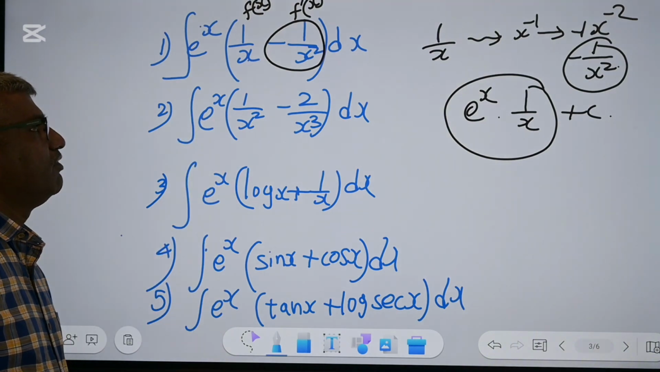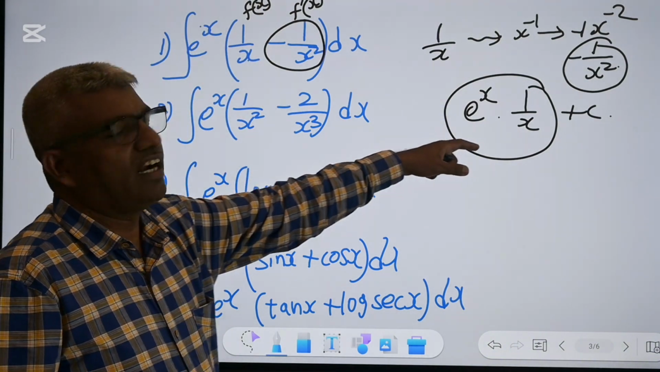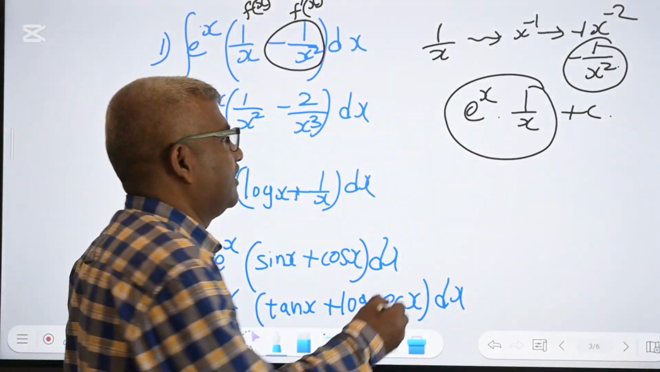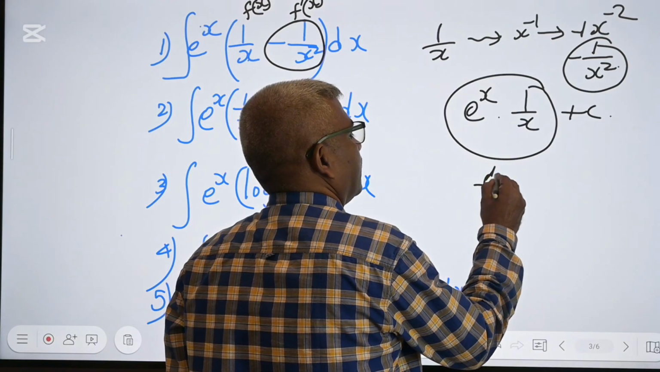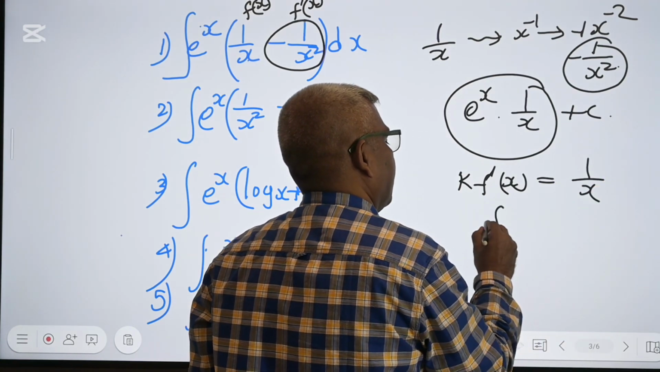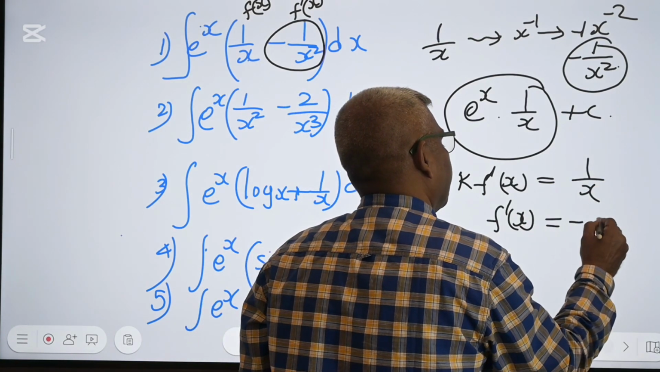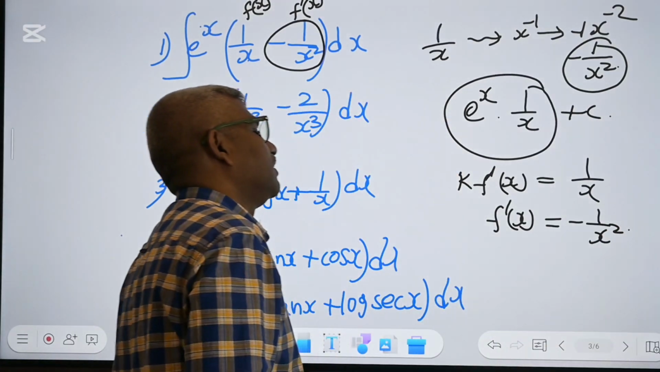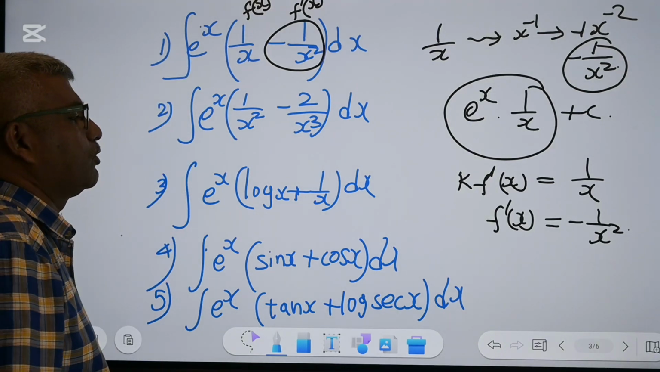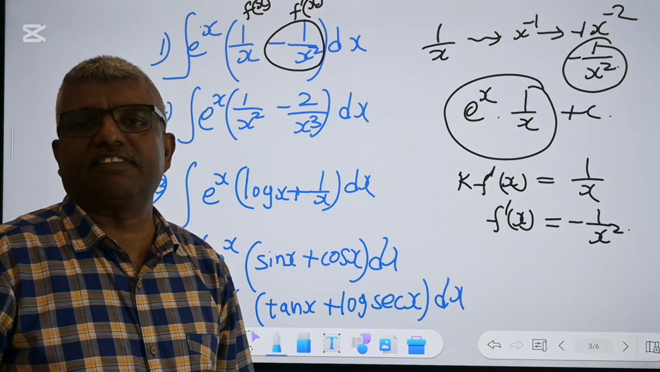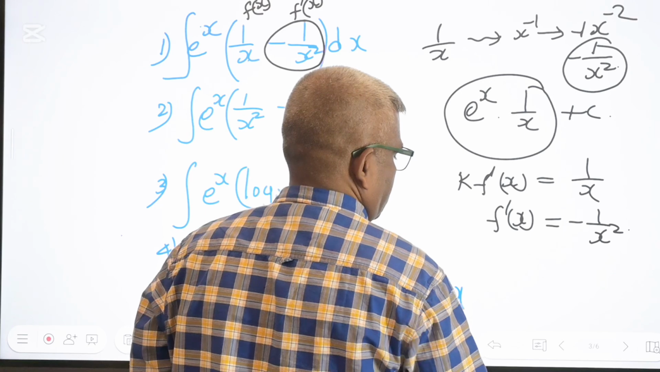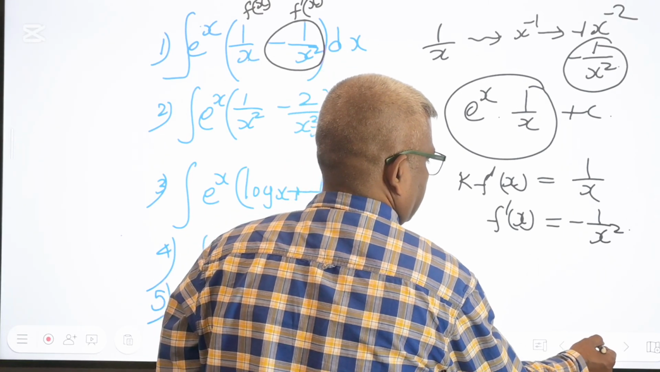Got it? Copy down. Very simple. You just write the formula and put the result. k f(x) is 1/x. f'(x) is minus 1 over x squared. Okay, so we come to the formula: k f(x) plus f'(x) dx means e^(kx) times f(x). Okay, second sum.